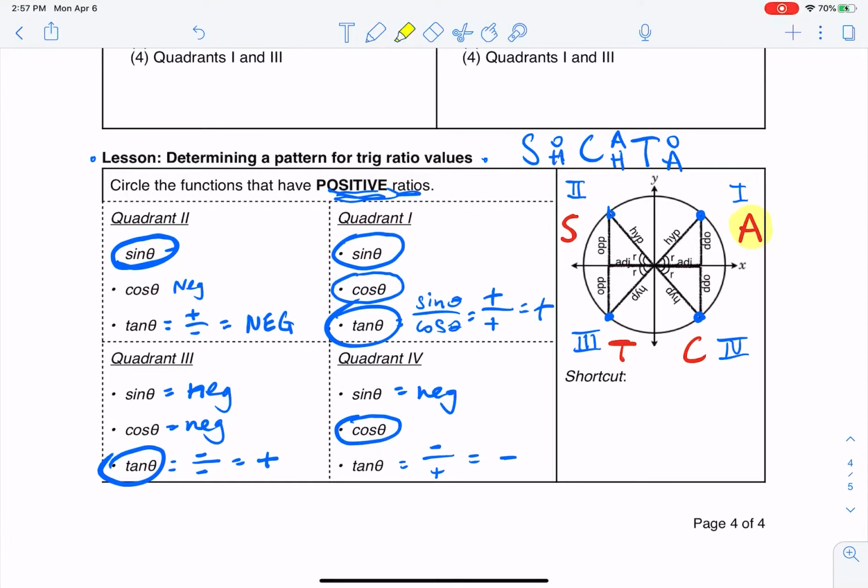In quadrant 2, only sine is positive. In quadrant 3, only tangent is positive. And in quadrant 4, only cosine is positive. Again, all students take calculus. It could also stand for a smart trig class. However you want to remember that. Add sugar to coffee. Again, it's just a mnemonic to help us remember where the positive trig functions are.